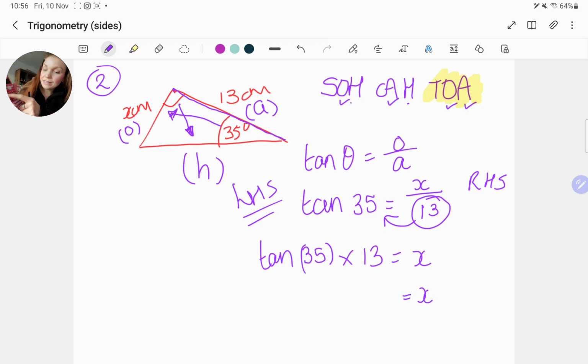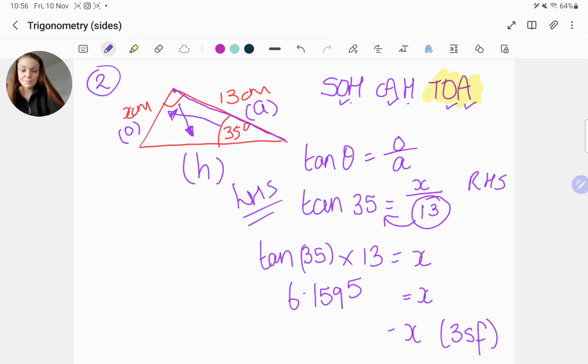So you're going to type in tan 35, remember it comes up like that. And I want to close the bracket, so my bracket buttons are at the bottom. Multiplied by 13 gives me 6.1595. Again, I'm going to go to 3 significant figures. 1, 2, 3. Look to the one to the right of it. It's 5 and above, so I can round up. So 6.16 centimeters. Okay? Now, let's try another one.